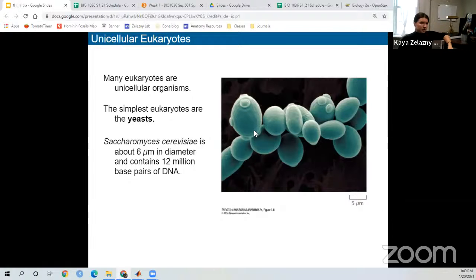Often, those single cell eukaryotes are yeasts. So like the yeast in bread or beer, those are eukaryotic cells. They would have a nucleus, they'd have mitochondria, they have organelles, but they are single-celled organisms.